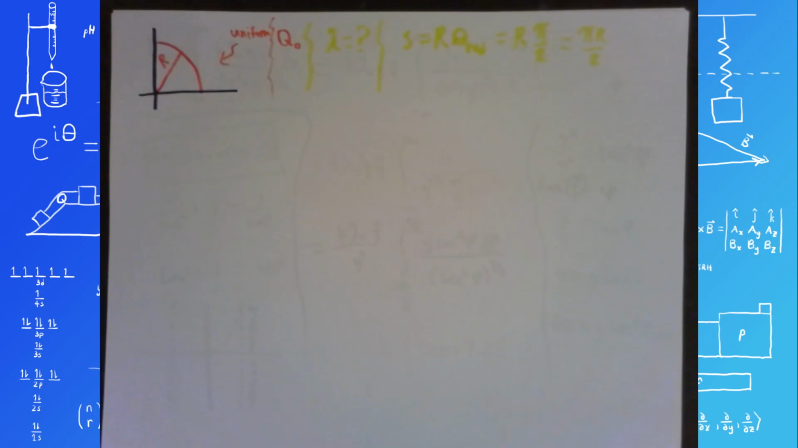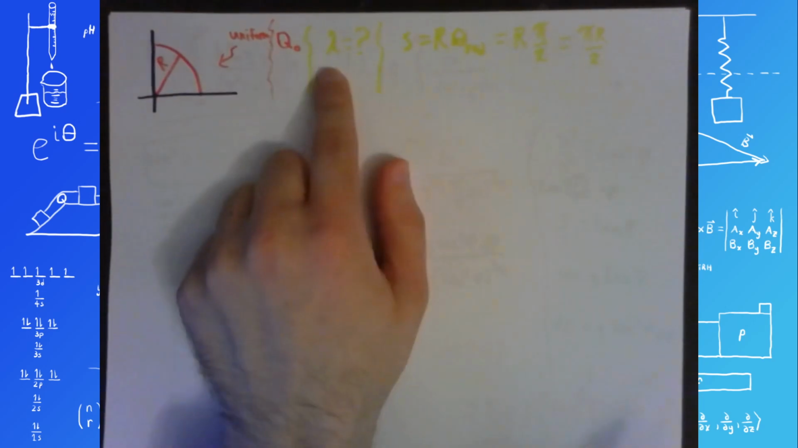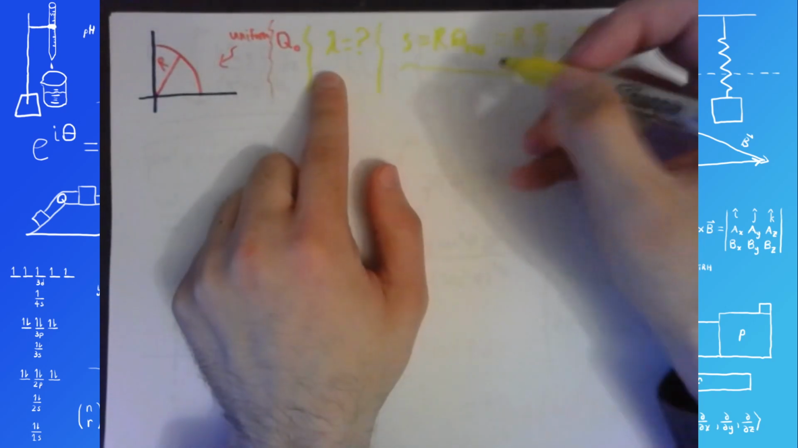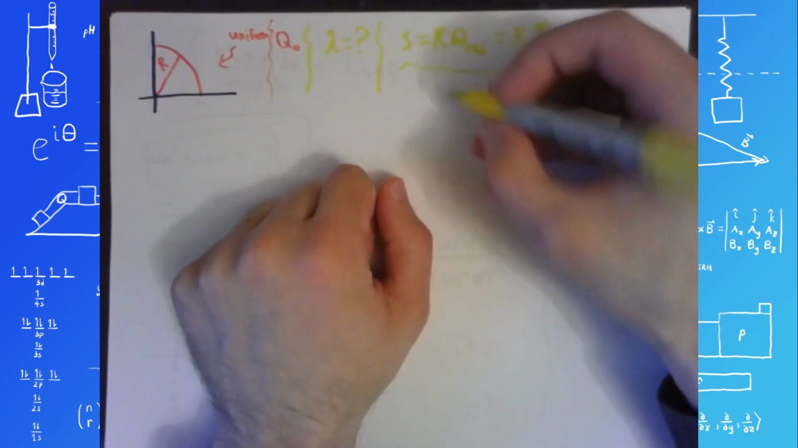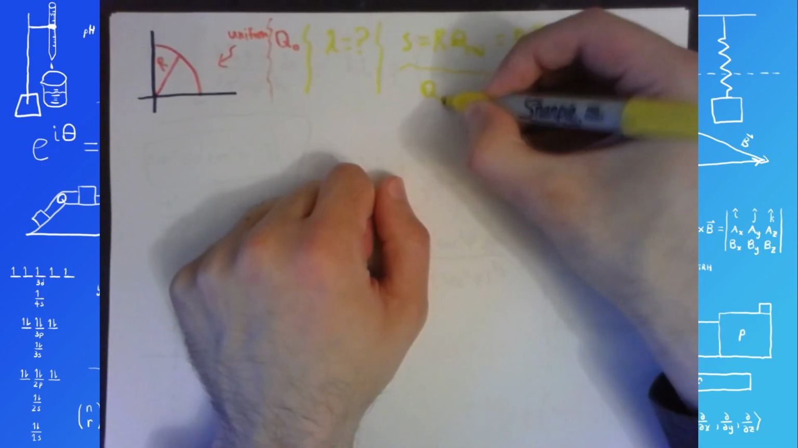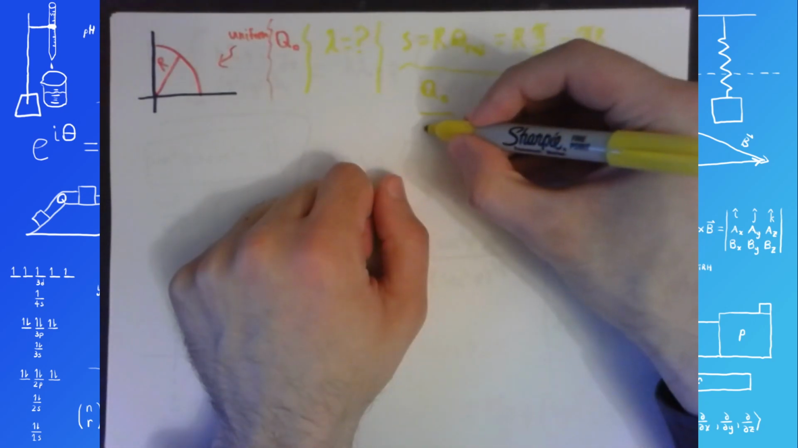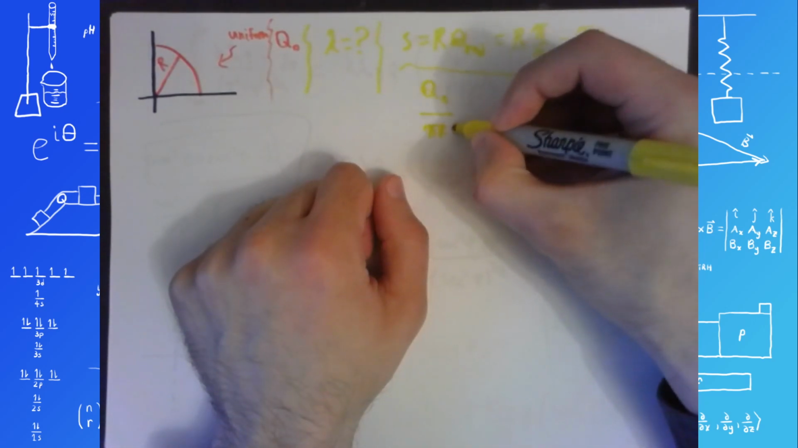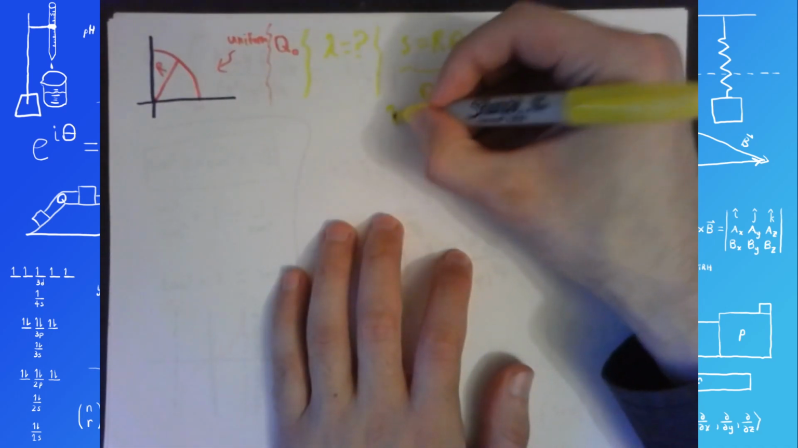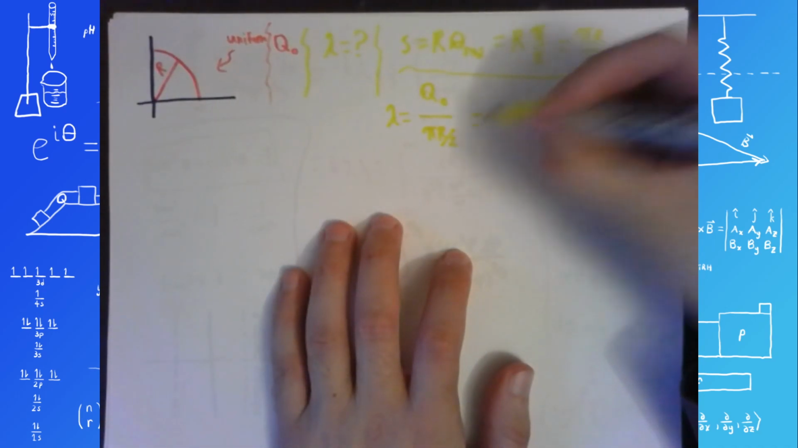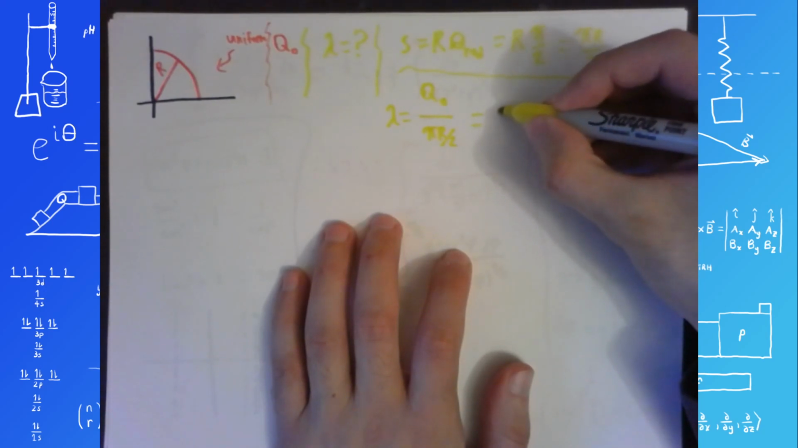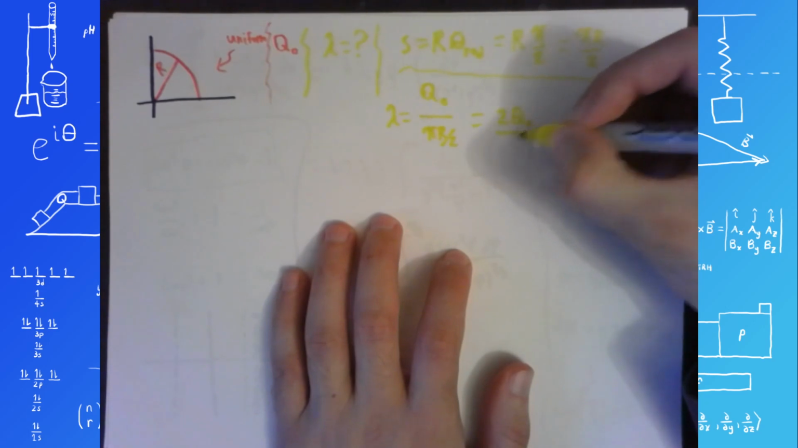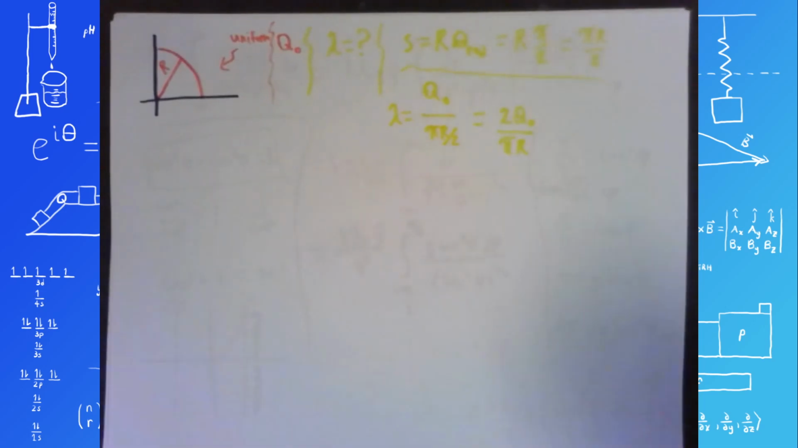So now that we have that, we can go ahead and calculate the linear charge density. The charge per length equals the total charge over the total length. If it's uniform, it's just total charge over total length, over pi r over 2. So if I just simplify a little bit, that's going to be 2q0 over pi r. All right, that's the first question they asked.